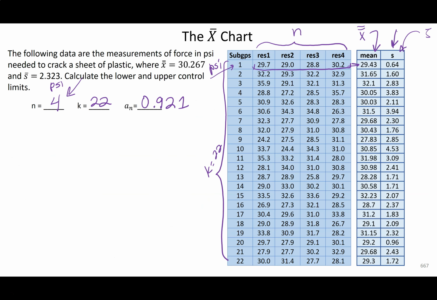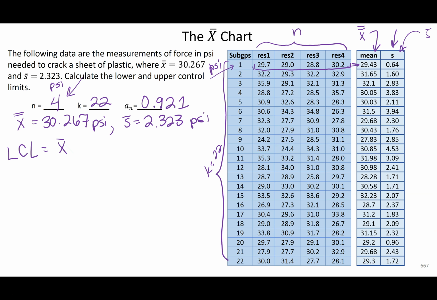So now putting together, X bar bar is equal to 30.267 psi. S bar is equal to 2.323 psi. So I'm going to do my lower control limit first.